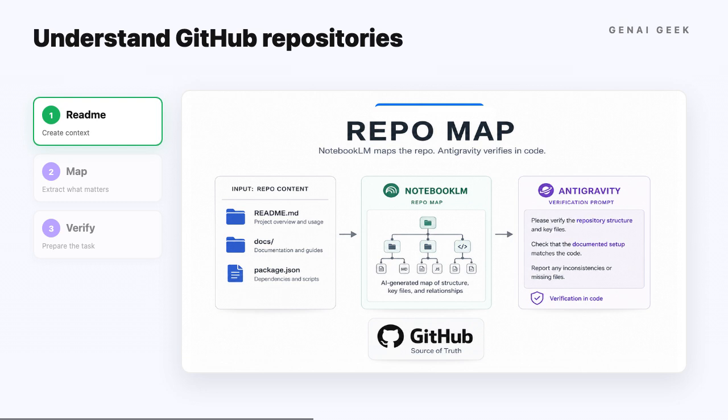Workflow 2. Understand a GitHub repo. Do not upload an entire codebase blindly. Start with the files that explain intent: README, docs folder, architecture notes, package files, API examples, and selected markdown files. NotebookLM is good at turning those into a map. Ask what the repo does, where the entry points are, what a new engineer should read first, and what questions to ask before changing code. Then give that map to Antigravity and ask it to verify the map against the actual repo.